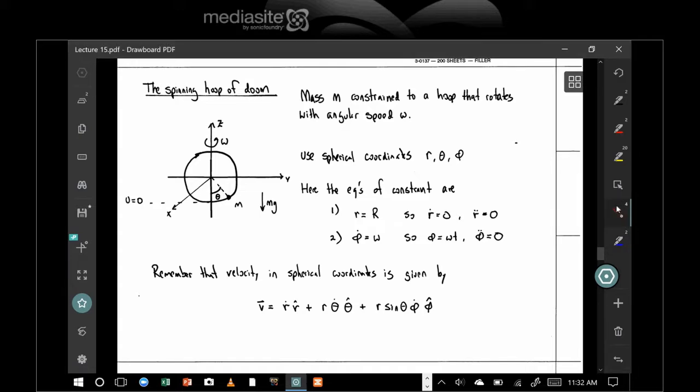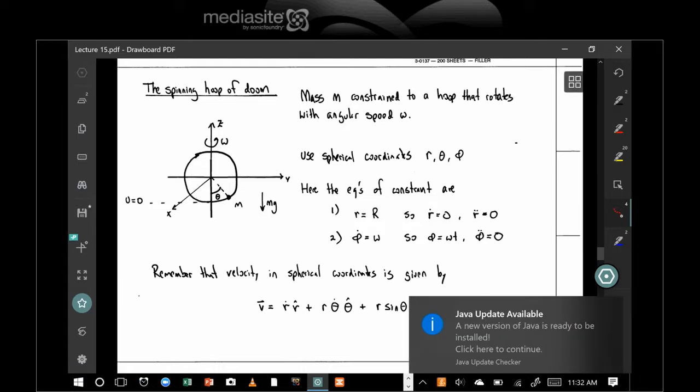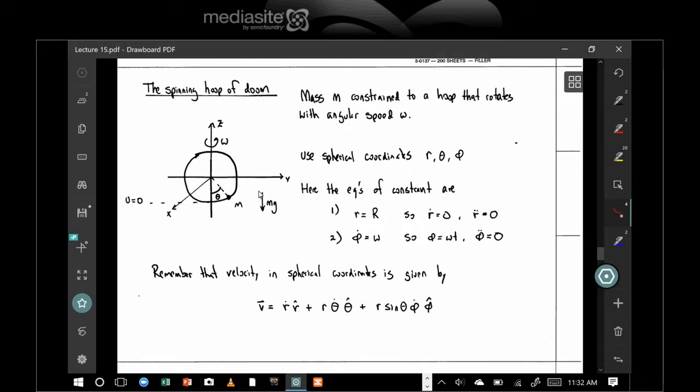The first thing is that the mass is constrained to the hoop, so its radial distance is r. Now notice when I write this, I have this x, y, and z. The best coordinate system to solve this problem is a spherical coordinate system, where I have r, theta, and phi. So that's the best system. This is one of the first problems we've seen using a spherical coordinate system.